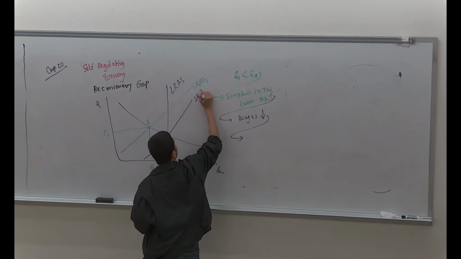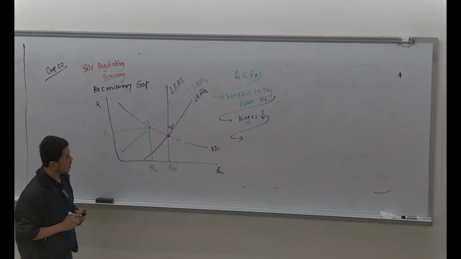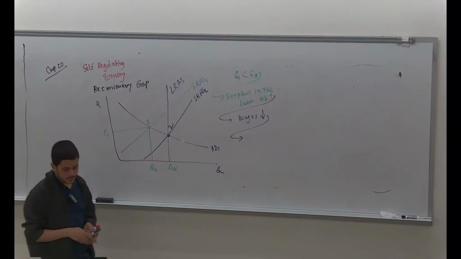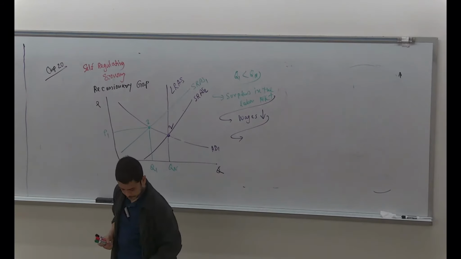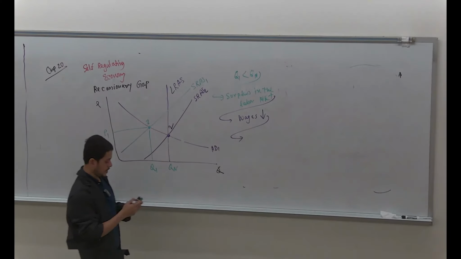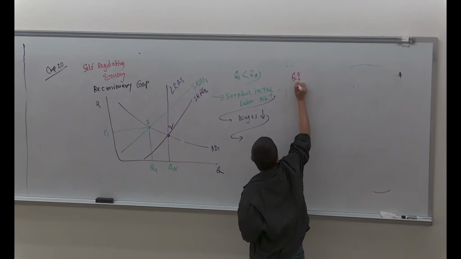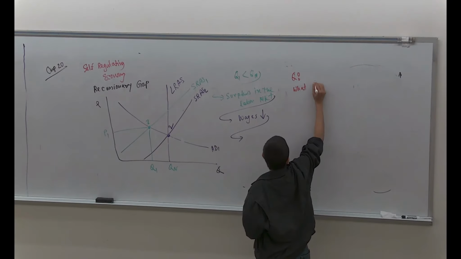Short run aggregate supply, and we come back to equilibrium, number 2. This is what people believe, that the central bank doesn't have to do anything. But the problem is, here is the question: what if the wages don't fall?